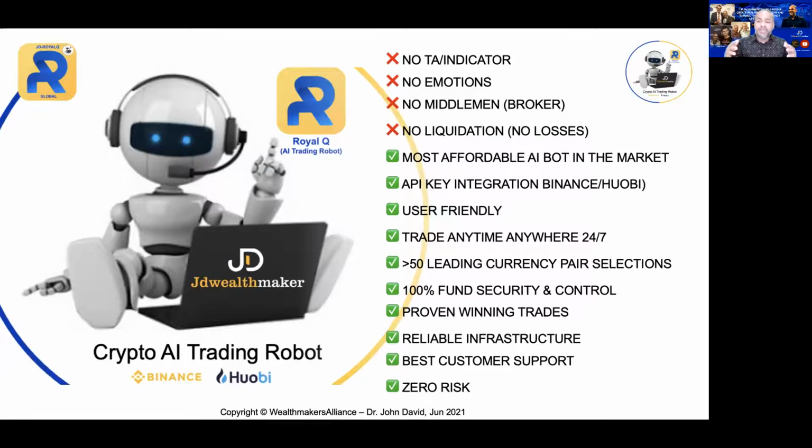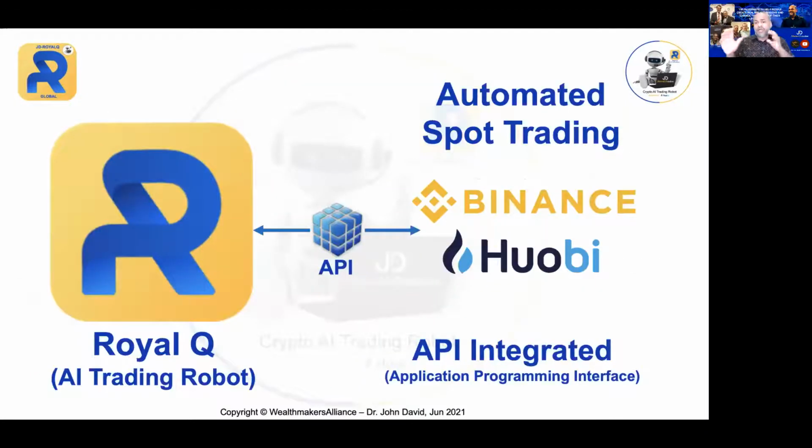Everyone who comes in, their capital is protected, and at the same time, they are generating more and more profit from this platform. Now, when we talk about the robot, the robot here is none other than RoyalQ, Royal Quantitative, which I'm going to explain to you very shortly. So this is an artificial intelligence trading robot.